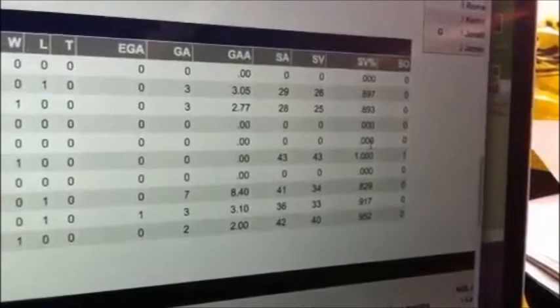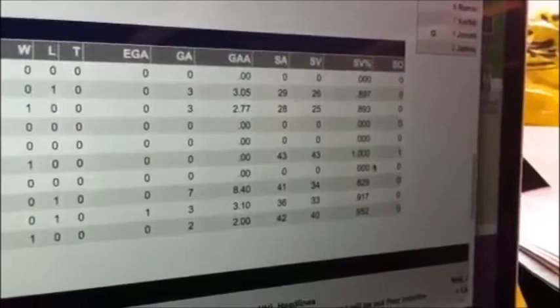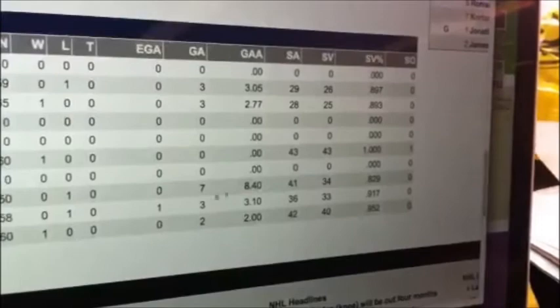And now I'm going to compare the Dallas game, where he had a shutout, to the Philadelphia game. In the Philadelphia game, he had an 829 save percentage. If you subtract 829 from 1,000, you get 171. So his save percentage went down by 171%. Now I'm going to compare the Philadelphia game to the Carolina game.